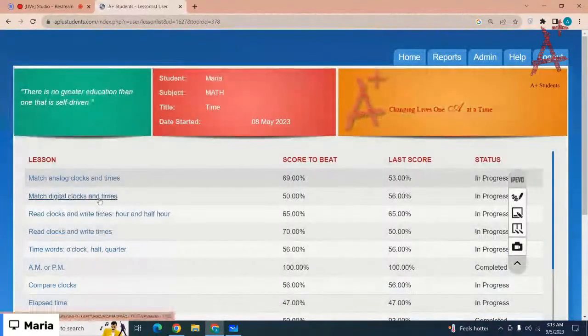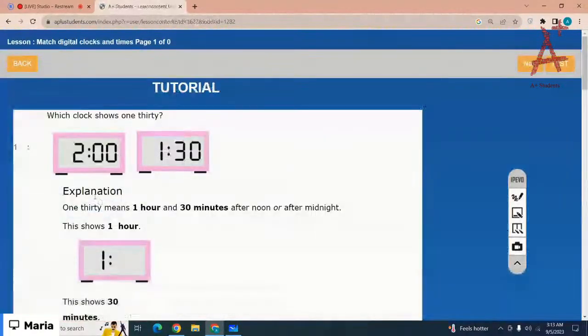The next lesson is match digital clocks and time. Which clock shows 1:30? You are given two clocks, and you have to see which clock shows 1:30, right? 1:30 means 1 hour and 30 minutes. So just look at this one. Here you have 1 hour and 30 minutes. So that would be the correct option, right?